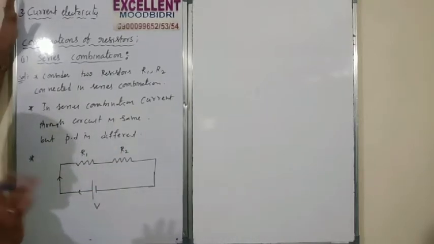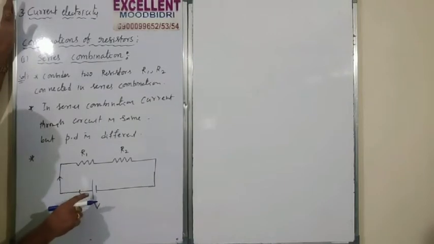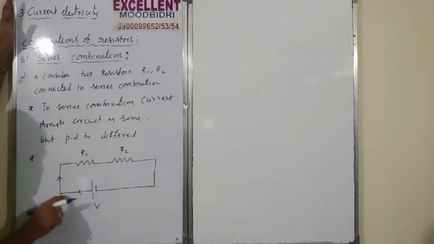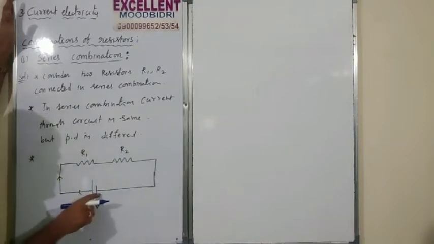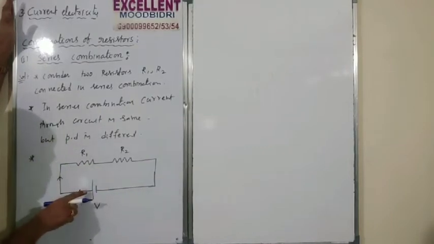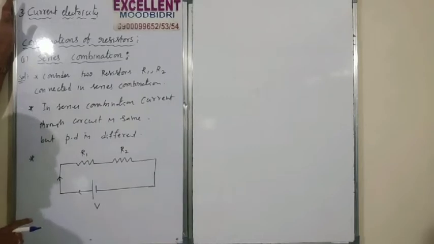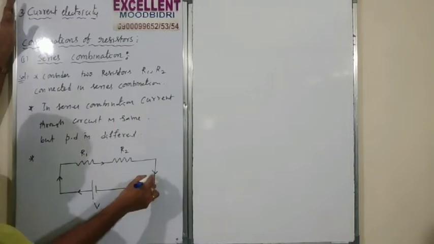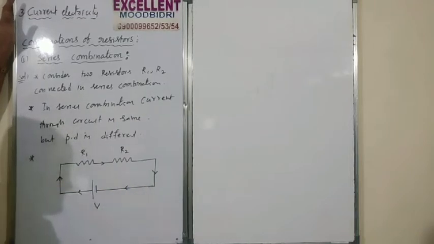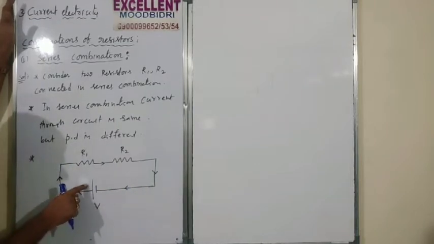Potential is nothing but the amount of work done. We want to bring a positive charge from higher potential to lower potential. The current is always conventional current, it moves from positive to negative. So we want to bring the charge Q from here to here.